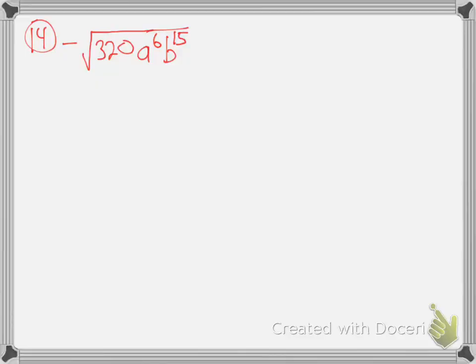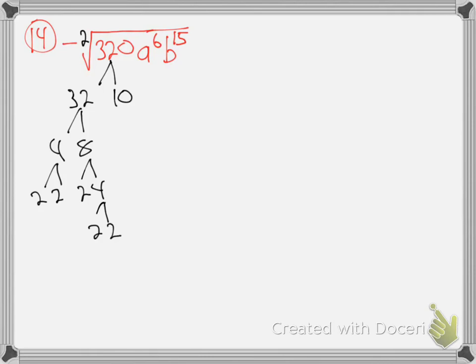Okay, so this one's a square root, right? Yeah, there's nothing in the hook, which means 2. So this one's a 2 for 1 deal. So we're looking for a 2 for 1 deal here. So we're going to break down the 320. That's 32 times 10. That's 4 times 8, 2 times 2, 2 times 4, 2 times 2, 2 times 5.